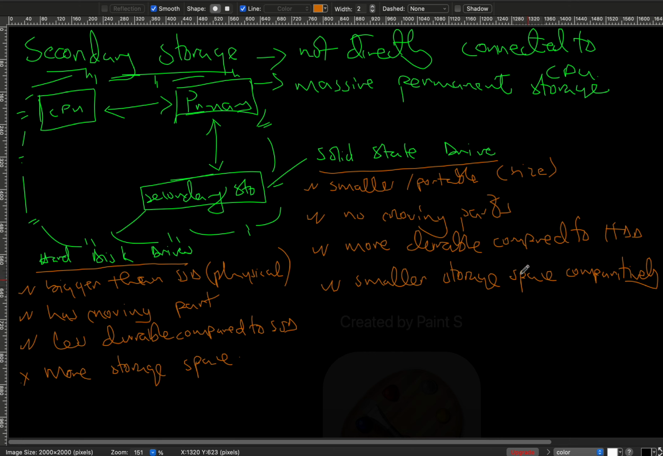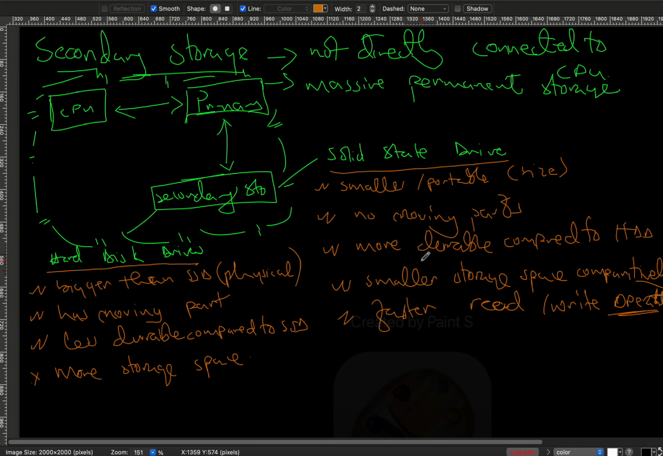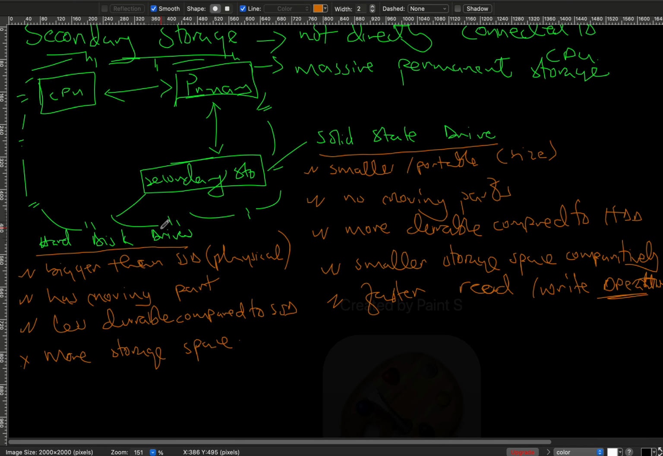Are we together? And the next point that's going to be of significance is that when we are reading and writing to an SSD, it's faster. You get the point? There's faster writing to it, faster read-write operations. Read-write operations. And in comparison, this is in comparison with what the HDD is to do.